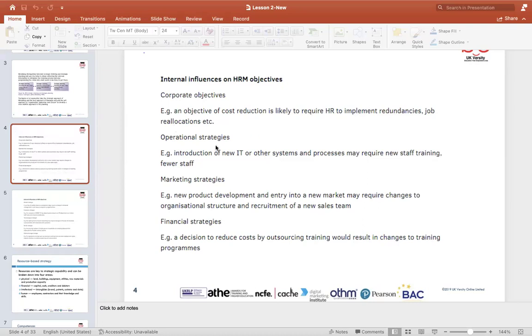Operational strategies: if a process is not going correctly, then the HR team would have to intervene and see whether the correct staff are assigned to get these tasks done. Do those staff lack anything, or do we need more new staff to be hired? That's how this comes into place.